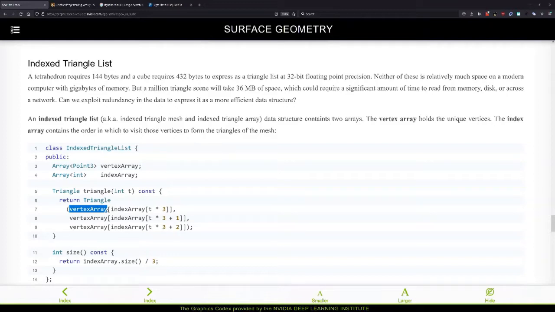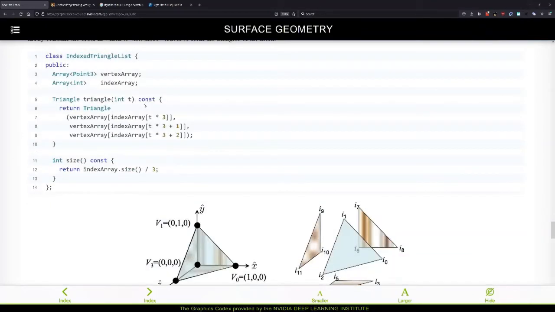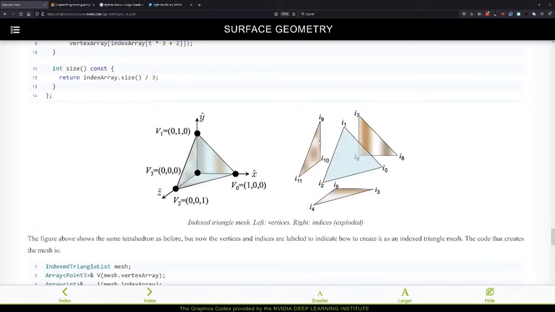I hope y'all have mostly seen the index triangle list, or indexing, this concept before, since it's not uncommon. This is a pretty good image for what it's doing.